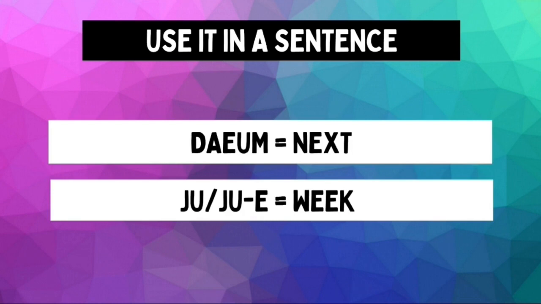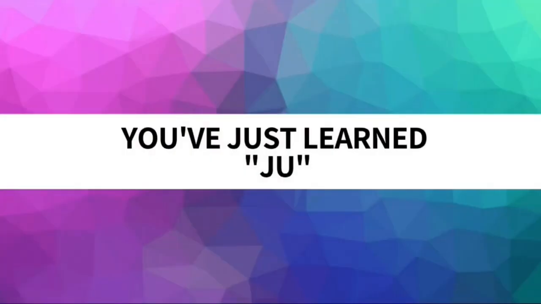So it's just appropriate to add 에 because you are trying to say that an event will be happening on the next week. So yeah, it's 다음 주에. And with that, you've just learned 주.